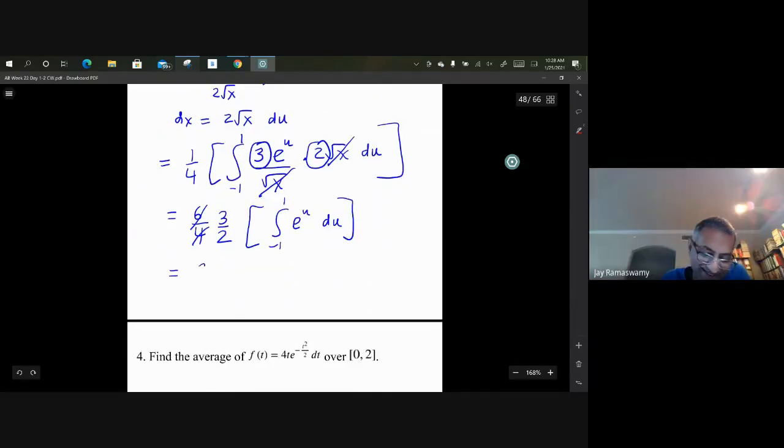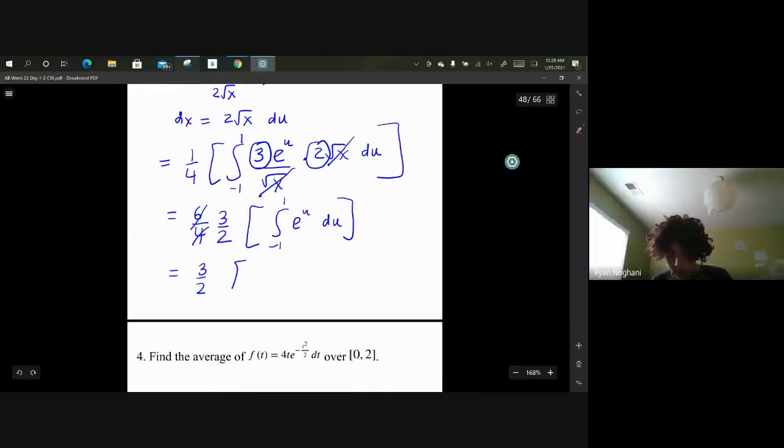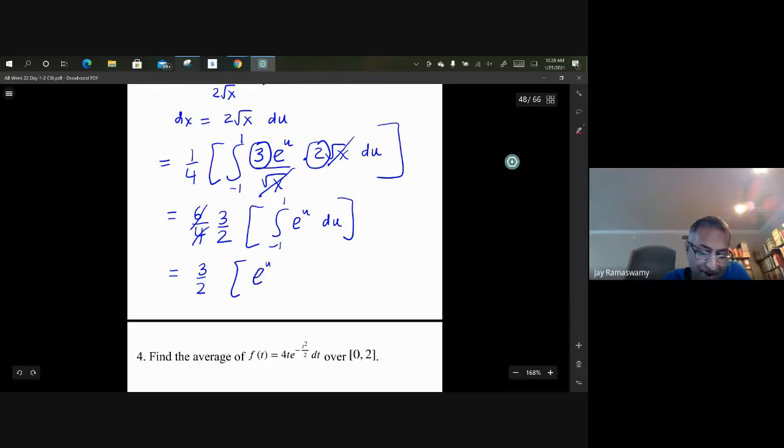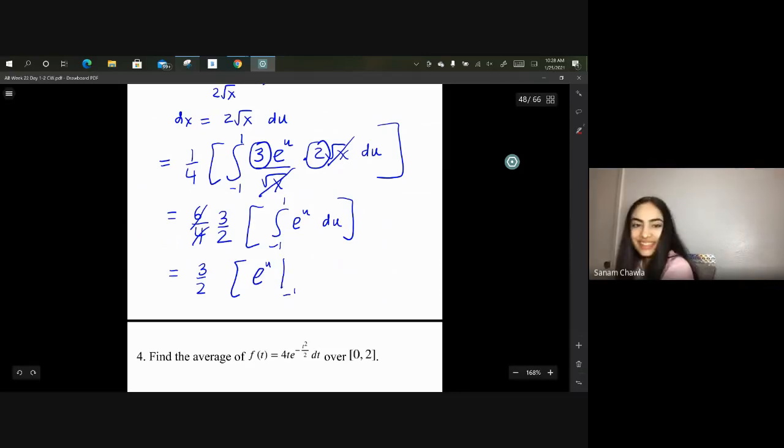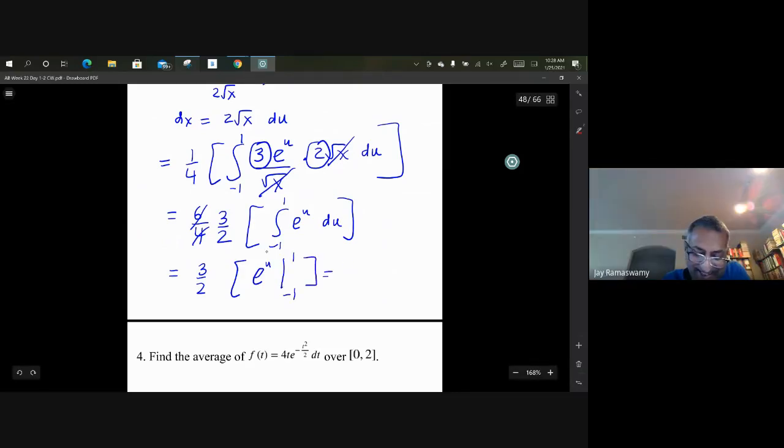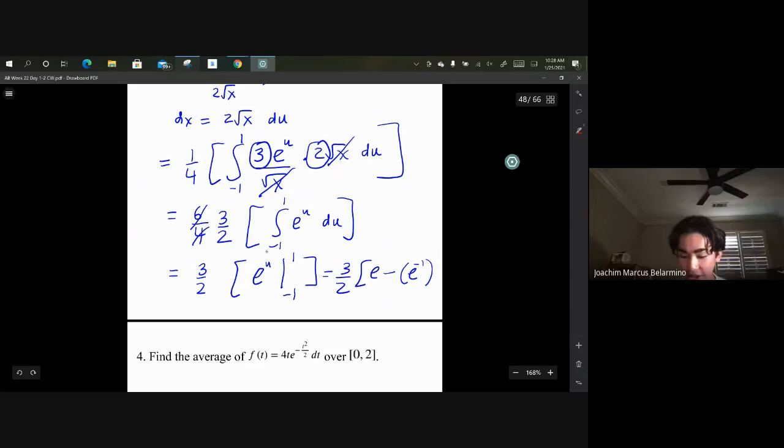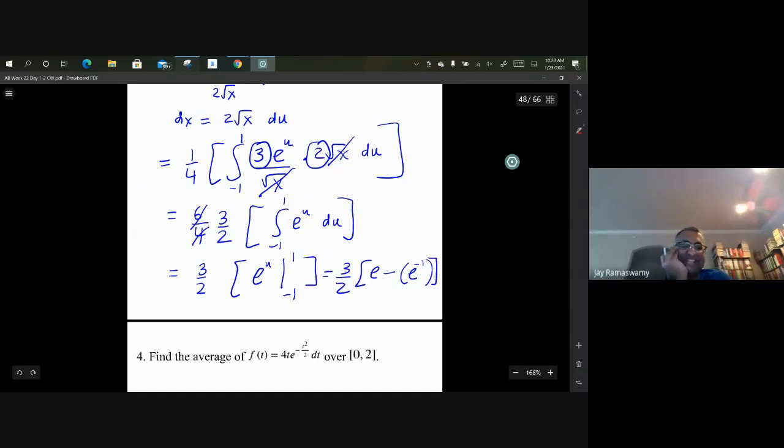What's the integral of e to the u? e to the u. Do we have to back substitute or are we good to go? No, we're good to go. Lower limit -1, upper limit 1. So the absolute final answer: e minus 1 over e. Everybody okay there? Yes.